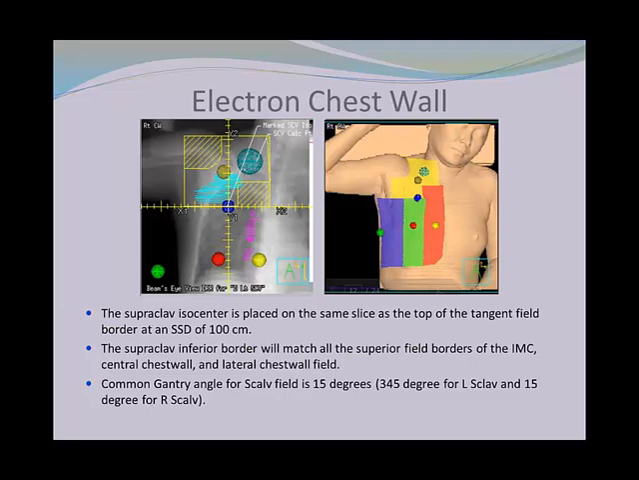So for the electron chest wall prescription, usually for the IMC, central chest wall, lateral chest wall, and the supraclav, they all go to 200 centigray per day for 25 fractions to a total of 50 gray. And usually we don't have to renormalize too much, so we keep these at 100%. And then after that, the physician would come back and boost the patient 10 to 16 gray to the surgical scar, to the IMC nodes, and supraclav or infraclav area as needed.